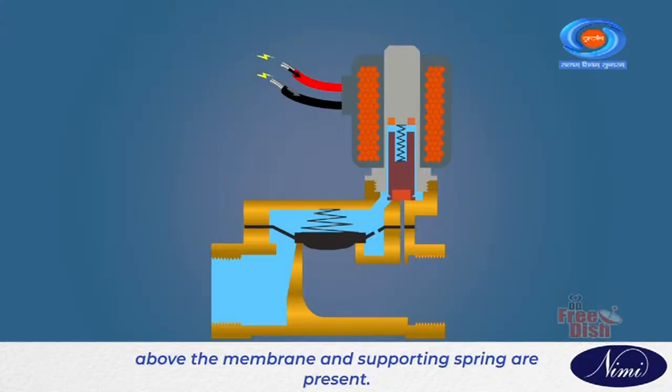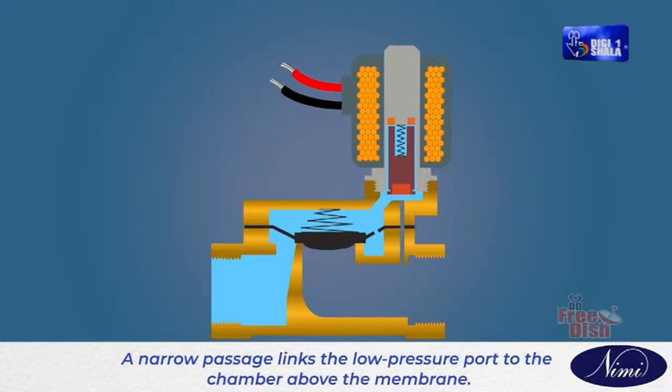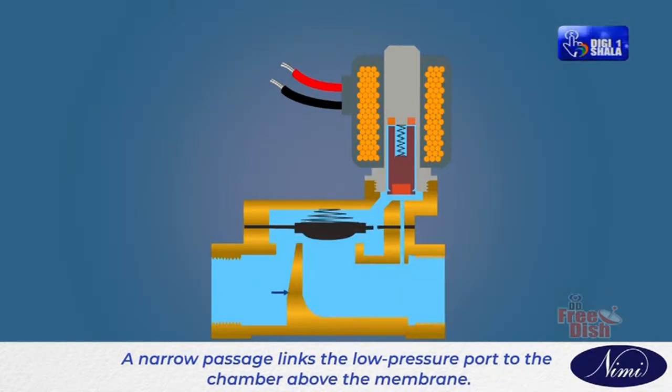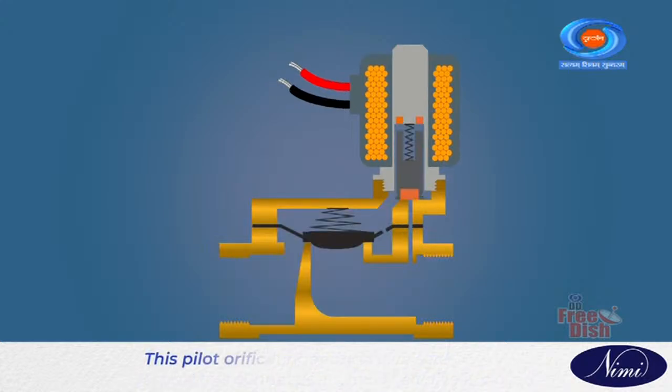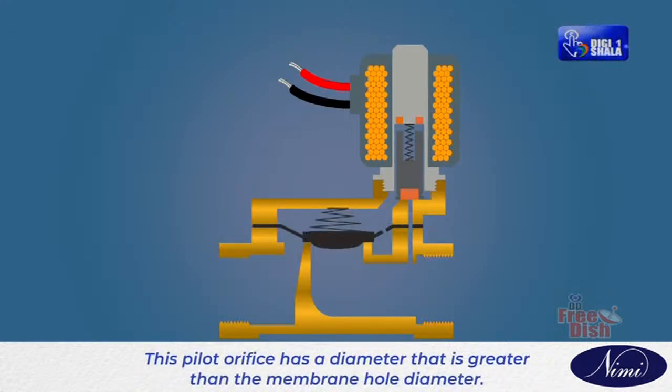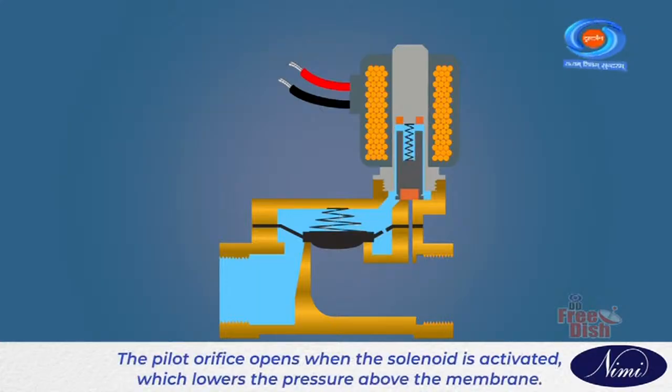supporting spring are present. A narrow passage links the low pressure port to the chamber above the membrane. The plunger and valve seal restricts this connection when the valve is closed. This pilot orifice has a diameter that is greater than the membrane hole's diameter. The pilot orifice opens when the solenoid is activated, which lowers the pressure above the membrane.